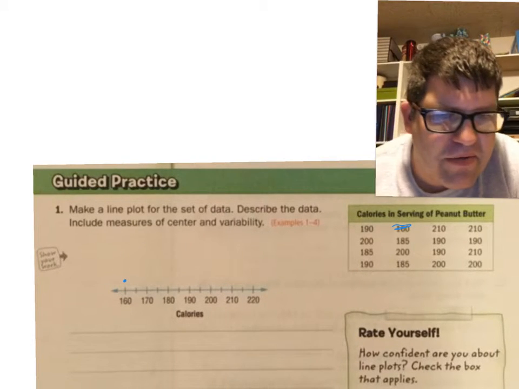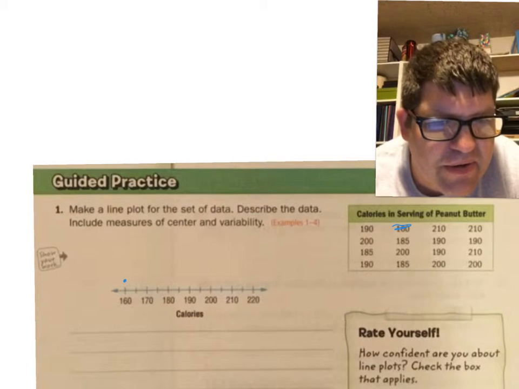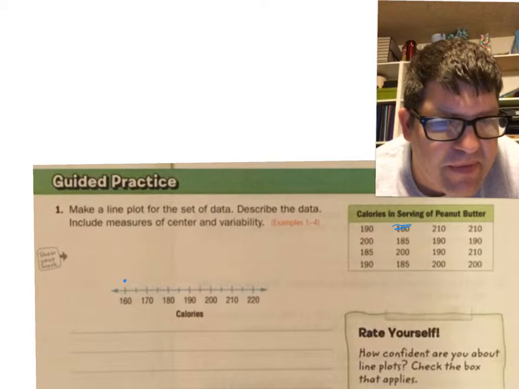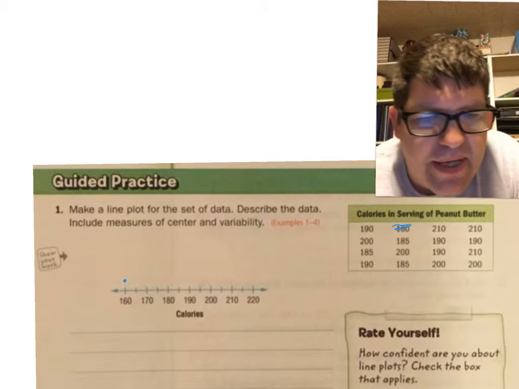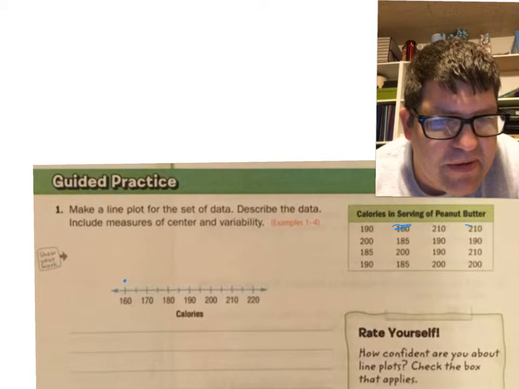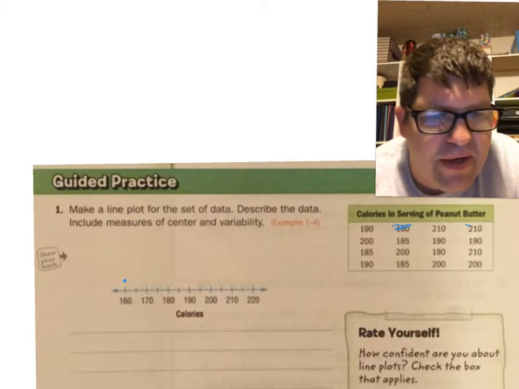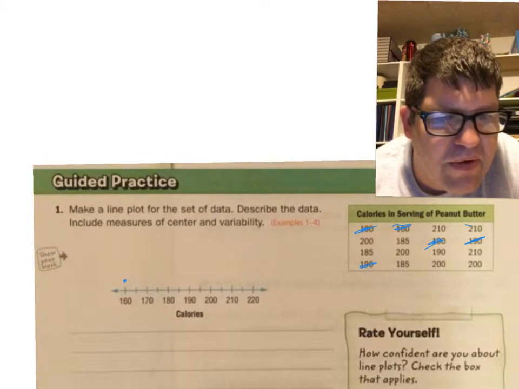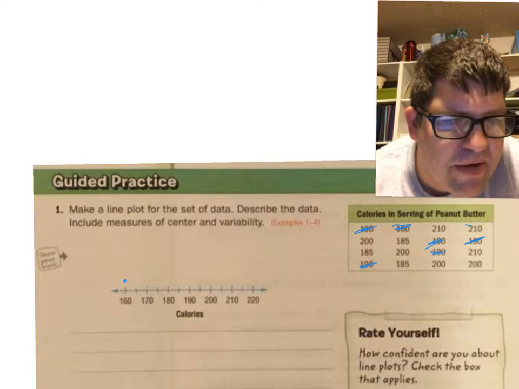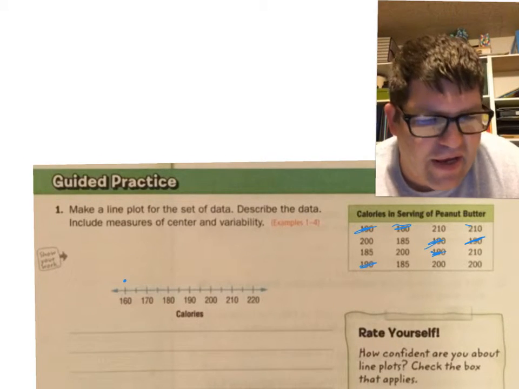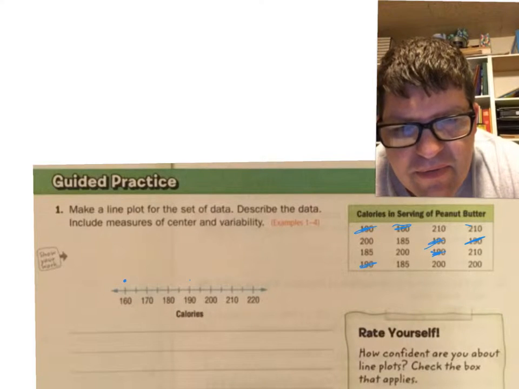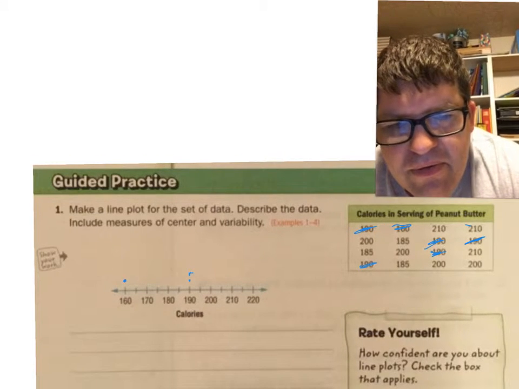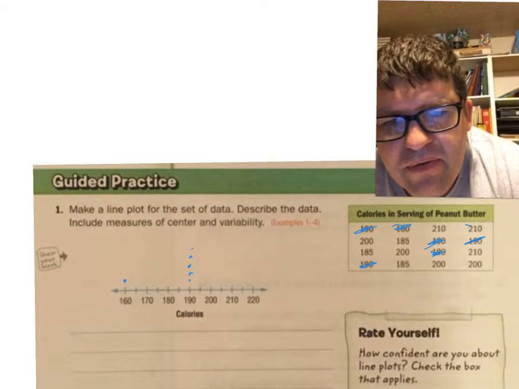Okay, now 170. Are there any 170s? I don't see any 170s. 180. Let's see here. I don't see 180. 190. There's a 190. So there's 1, 2, 3, 4, 5. Looks like there's 5 190s.